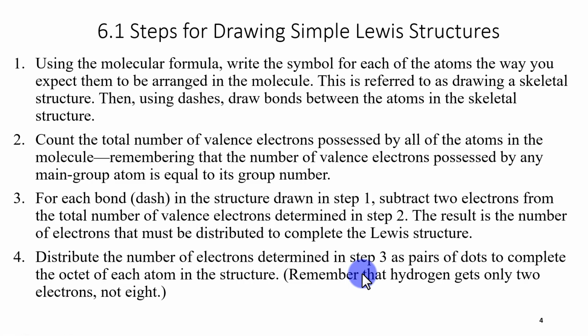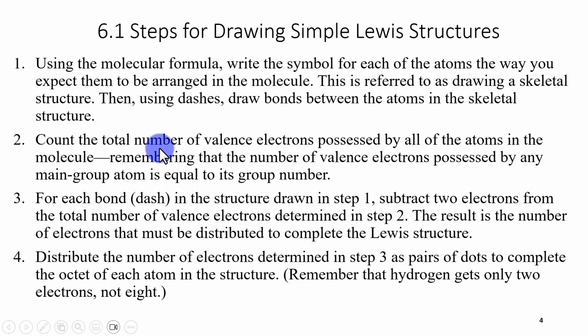Okay, let's talk a little bit about the steps that we're going to use to draw Lewis dot structures. First, we start with the molecular formula and we write the symbol for each of the atoms in the order we expect them to be arranged in the molecule. Okay, this is drawing a skeletal structure, right? Then we use dashes to draw bonds between atoms in the skeletal structure. And those dashes, remember, represent 2 electrons.